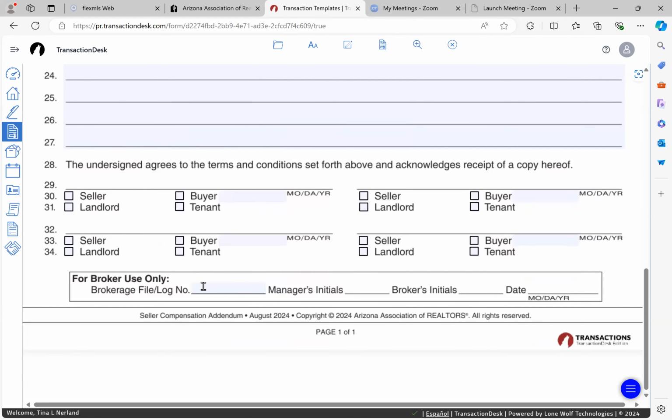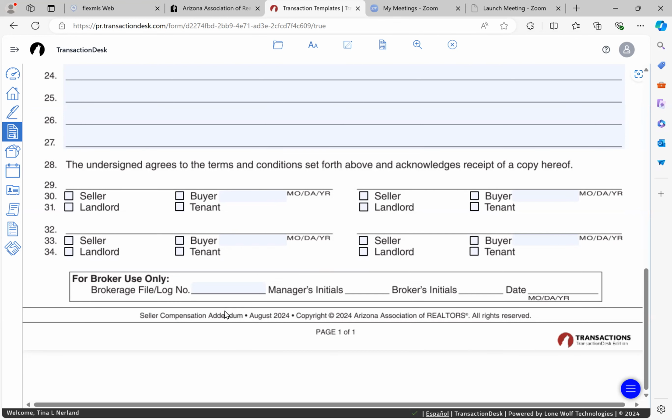But this should be submitted with every single offer you do, because this is going to be your way to get paid. If you don't put this in the contract, you are stating that the buyer is paying your commission. So it would be a very costly mistake. I think that in the beginning, we're going to see leniency, but don't count on it. We're professionals. We should know how to do our paperwork. So just make sure that you are double checking.